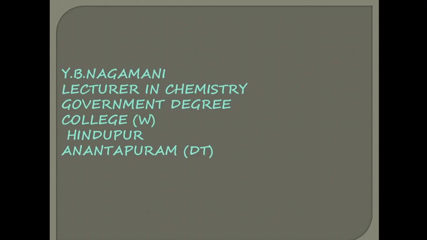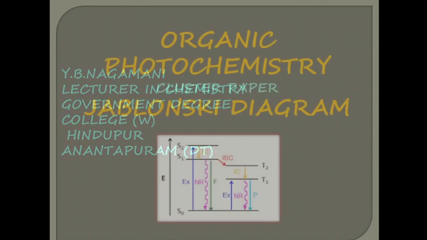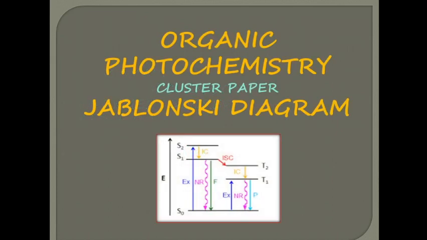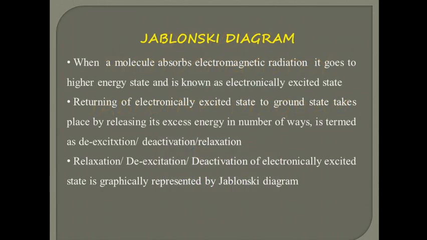Today I would like to discuss the Jablonski diagram, which is in the organic photochemistry cluster paper. It is very important. Generally, the Jablonski diagram explains the absorption and also the emission of radiation.